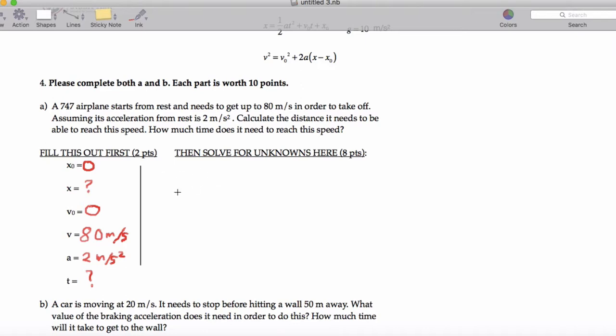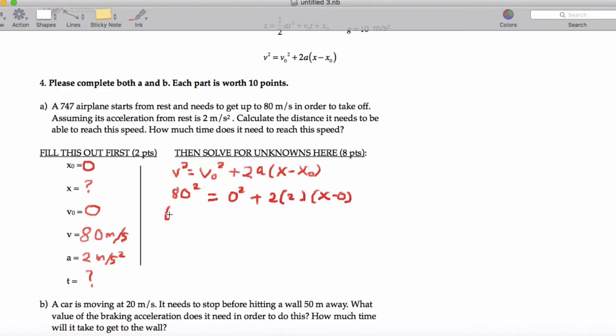So first we want to know the distance it needs to be able to reach the speed. Now since I don't have a time, I'm going to go ahead and use the third equation. So v squared is v0 squared plus 2 times a times x minus x0. So I can go ahead and plug in my numbers, and I'll get that 80 squared equals 0 squared plus 2 times 2 times x minus 0.